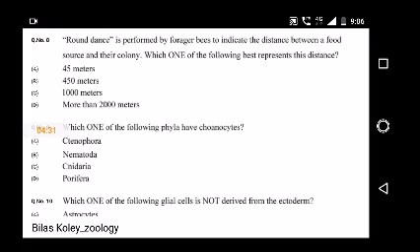Now we will discuss question number 8. Round dance is performed by forager bees to indicate the distance between a food source and their colony. Now the question is, which one of the following best represents this distance? In these questions, the options are 45 meter, 450 meter, 1000 meter and more than 2000 meter. In this question, the right answer is option A.